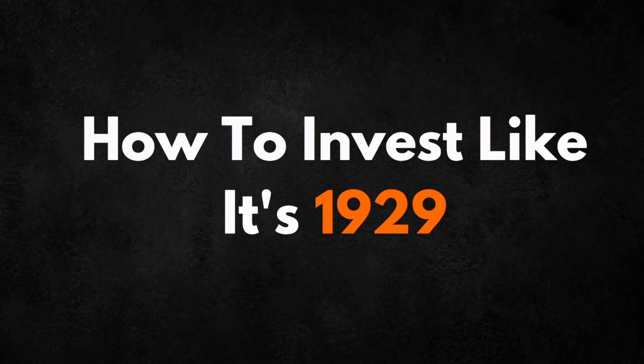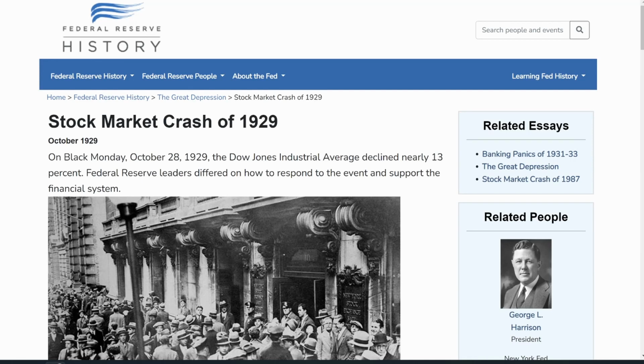What's going on, guys? In this video, I'm going to show you how to invest like it's 1929. Now, for those of you who don't know what happened in 1929, it was the stock market crash that ended up causing the Great Depression.